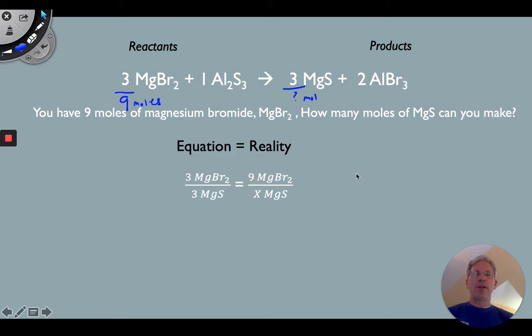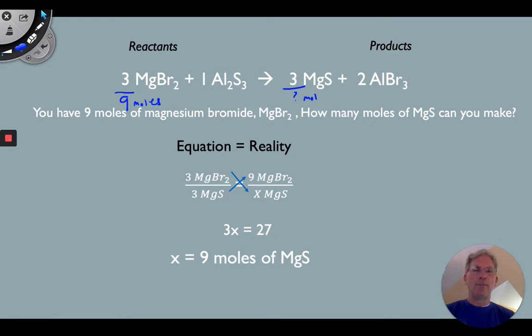So first thing we need to do is set up some ratios. The equation says that 3 of these magnesium bromides will produce 3 magnesium sulfides. So I made that into a fraction. And then on the other side, the question told me I had 9 magnesium bromides and asked me how many magnesium sulfide I would need. So I can solve this by cross multiplying, and that's going to give me 3x equals 9 times 3, which is 27. And if I divide both sides by 3, I will get 9 moles of magnesium sulfide.